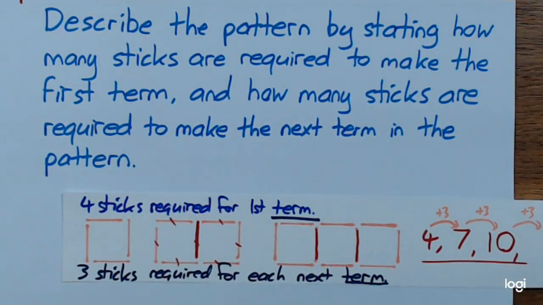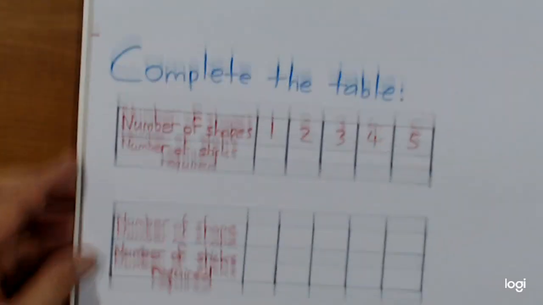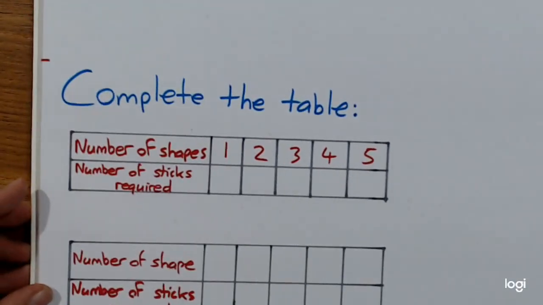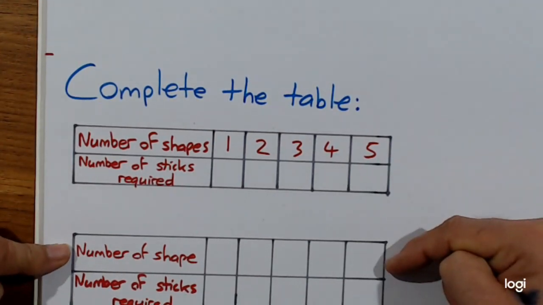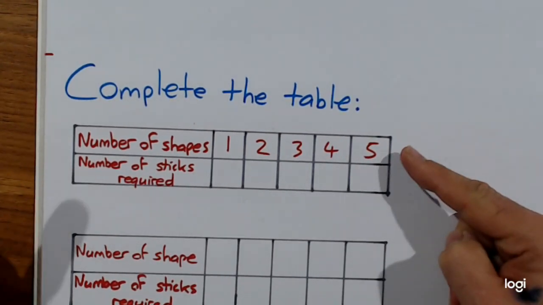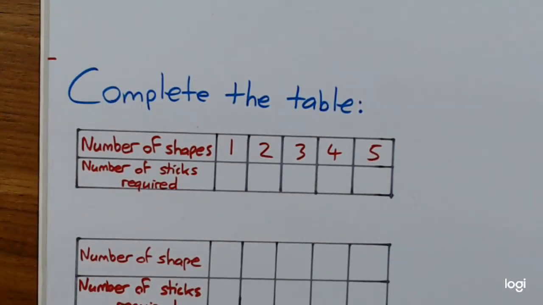Next question. You often get to this. Complete the table. Just going to move the camera a little bit here. There you go. Now the only reason there's a second table there is because I'm going to show you this again for another example in a minute. But that's the question. So it says complete the table, and it's got number of shapes, number of sticks required.